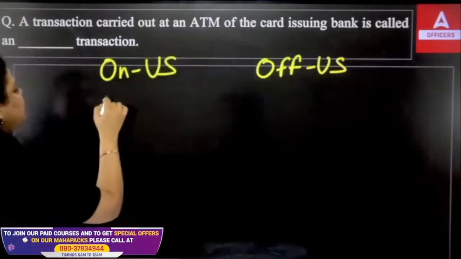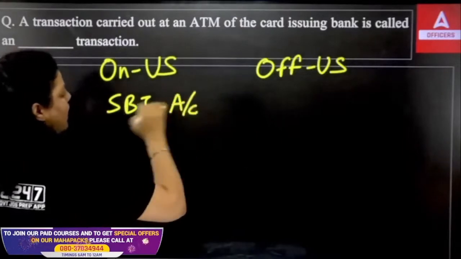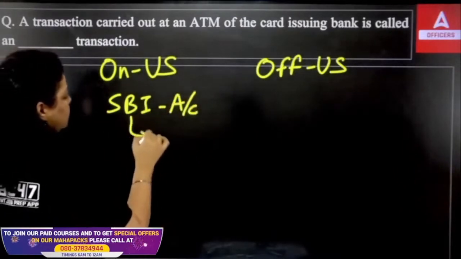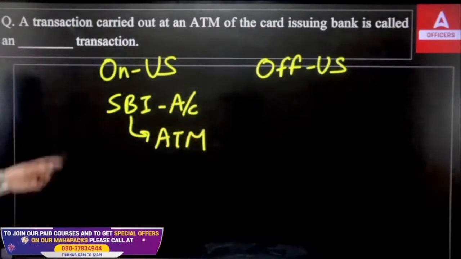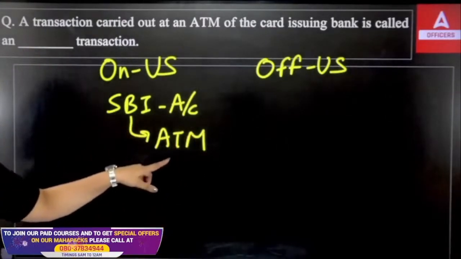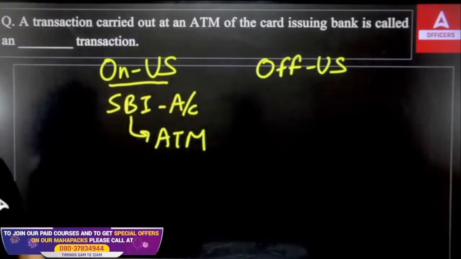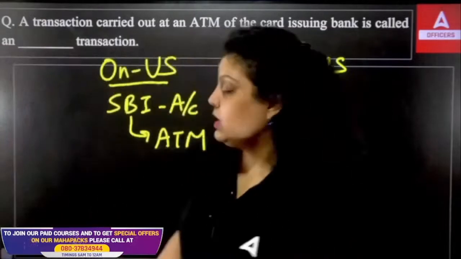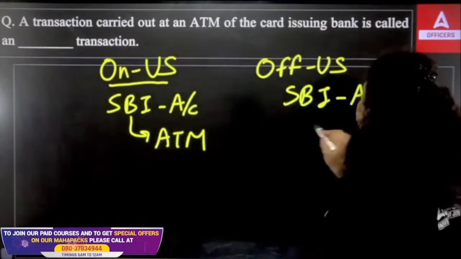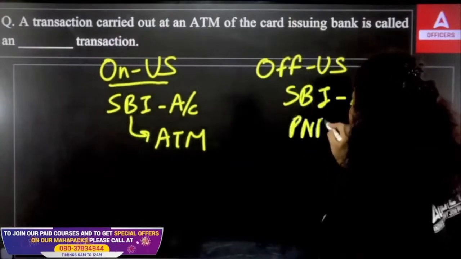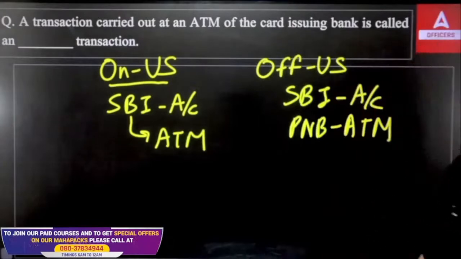On us transaction means, let's say you have an account in SBI and you have an ATM of SBI. So when you have an account of SBI and you are using the ATM of SBI only to withdraw the money, that is known as an on-us transaction. But if you have an account of SBI but you are using Punjab National Bank's ATM to withdraw the money, that is known as an off-us transaction.